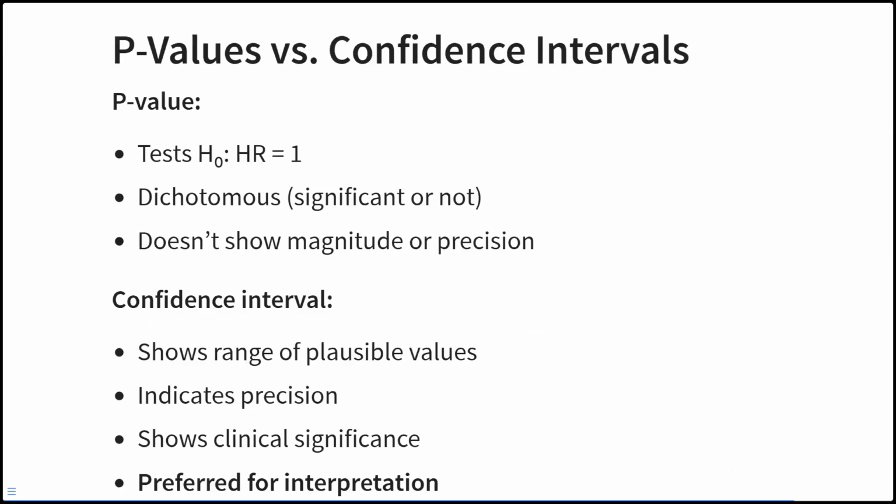So the p-value is what usually lets you know if your hazard ratio is statistically significant. If it's less than 0.05, we say it is statistically significant. If it's not less than 0.05, then we say it's not statistically significant. While the confidence interval actually shows the range of plausible values that your hazard ratio can fall in.